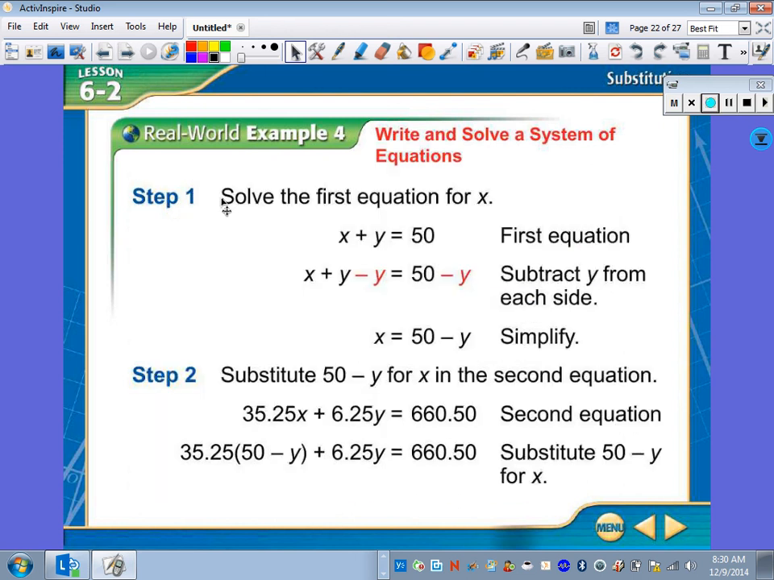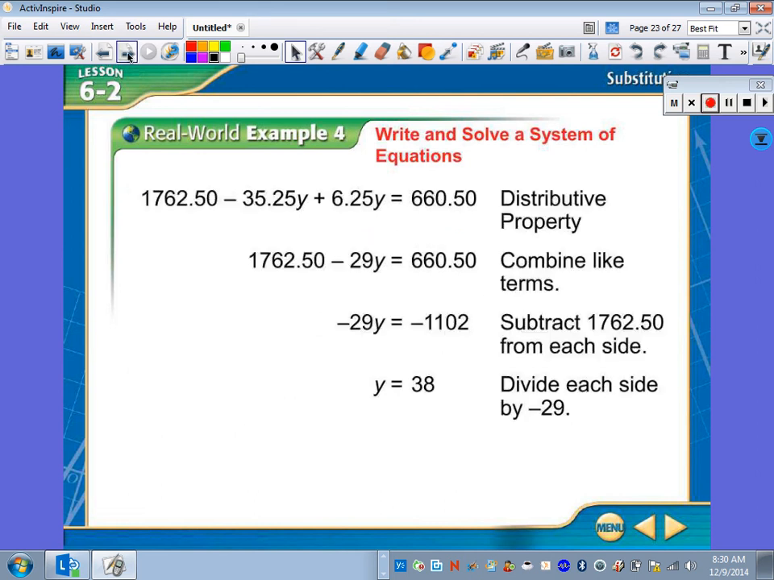Okay? You now can use substitution to solve it. And so we subtracted y from both sides. We solved it for x. We substituted it back in. And then here you go. Okay. So combine like terms here. That's how you got this step. And then you're going to subtract this number. Notice they're both negative, but if you divide a negative by a negative, you get a positive. So you find out the answer is 38 for y.